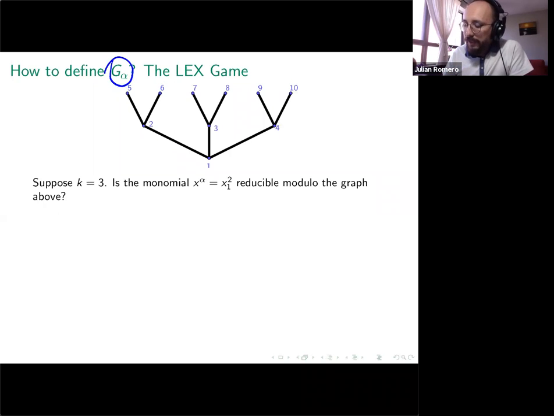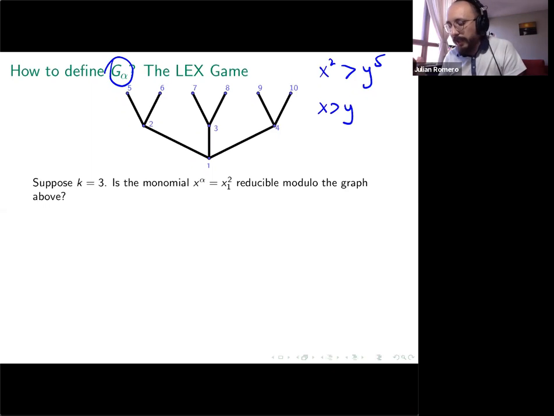In lex ordering, I'm not looking at the total degree, but I'm just looking at, for instance, this variable over here is going to be larger than y to the 5 if x is greater than y. So I'm not considering any degree here for this game. And this is not the actual proof that I use. I have to change the proof completely because this doesn't work, but this is sort of the inspiration.